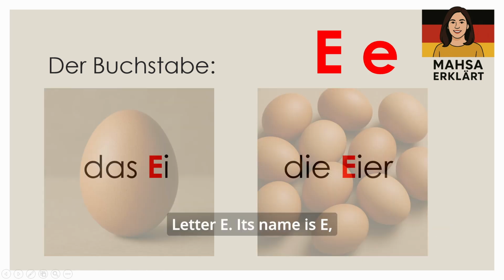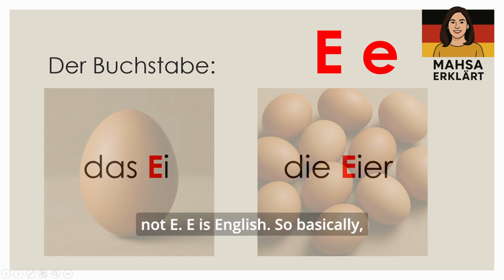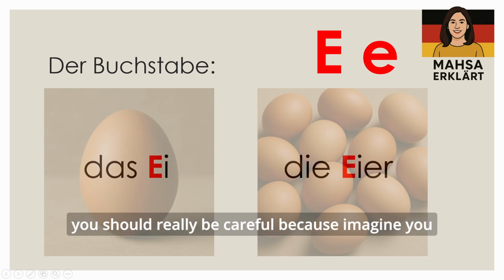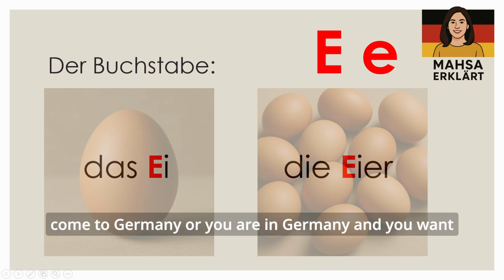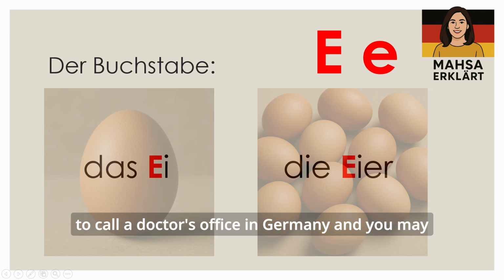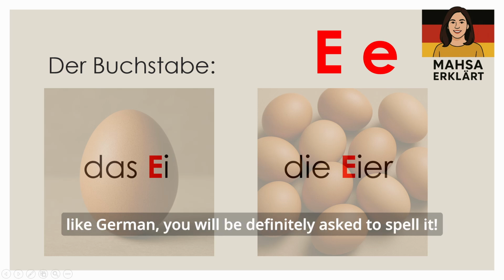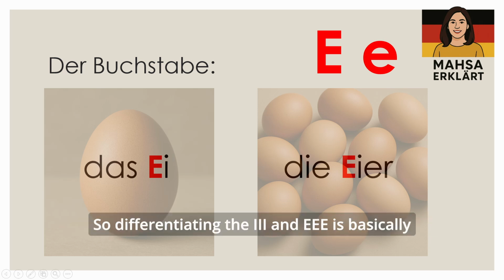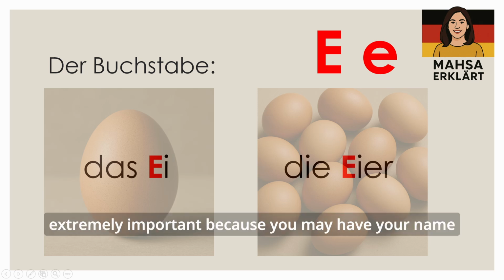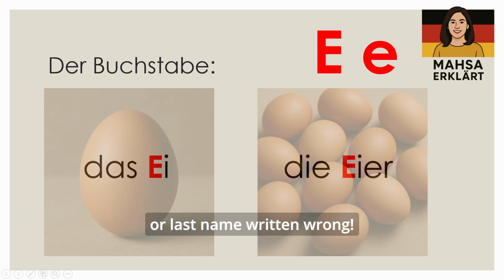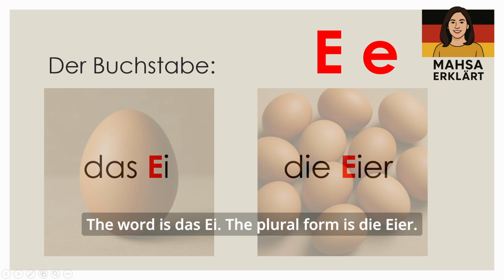Letter E. Its name is E, not E. E is English. So basically, you should really be careful, because imagine you come to Germany and you want to call a doctor's office, and you may speak German, and if your last name does not sound German, you will definitely be asked to spell it. So differentiating the E and E is extremely important, because you may have your name or last name written wrong. The word is das Ei.